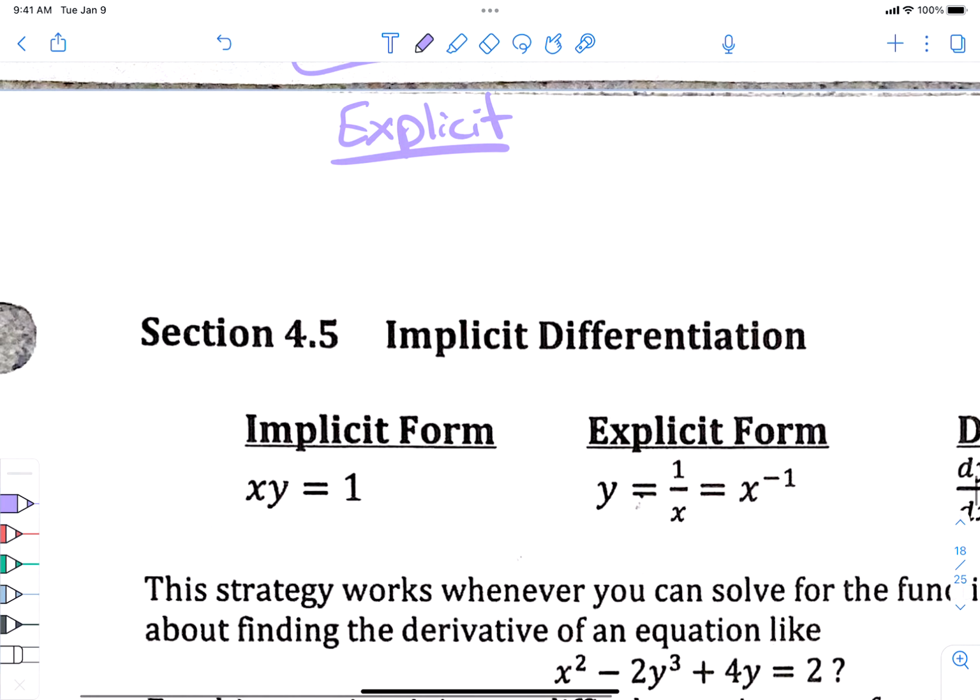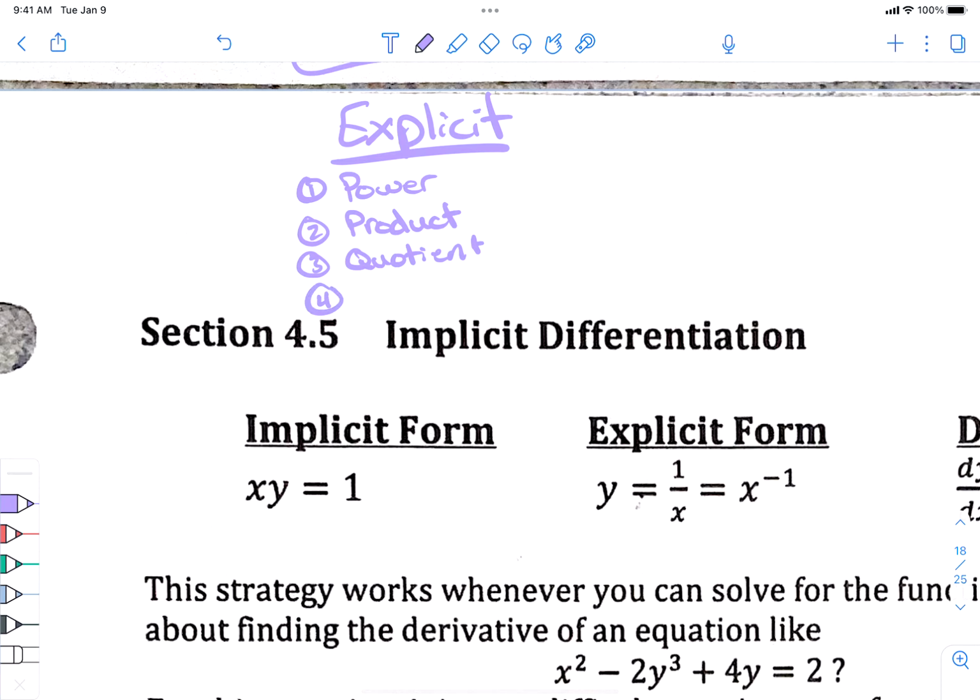The most basic one, the one that we learned right away, was the power rule. We're not going to write out the rules, but we're going to write out what their names are. Number 2, we can do the product. It doesn't matter what order we put them in. Number 3 is the quotient, Q-U-O-T-I-E-N-T. And number 4 is called the chain rule. And those are all when we're doing explicit differentiation.